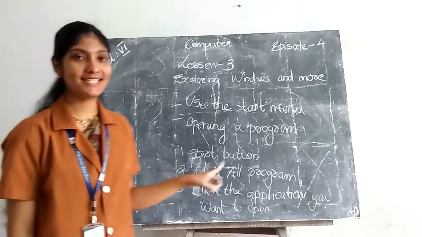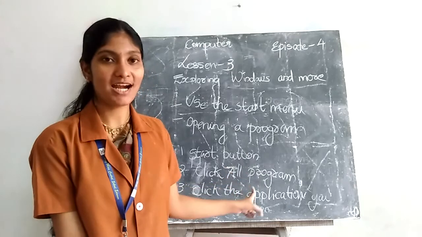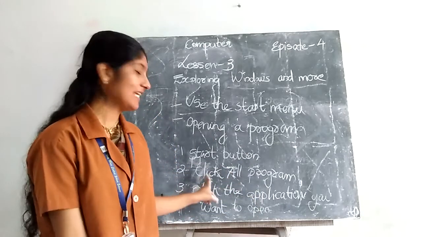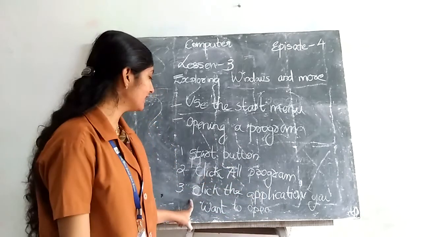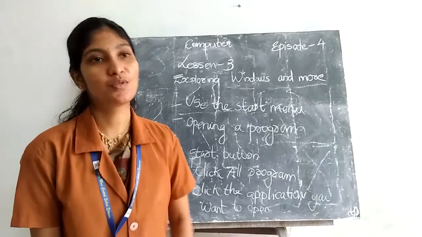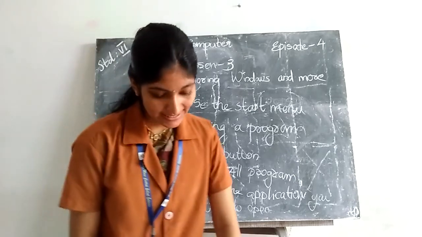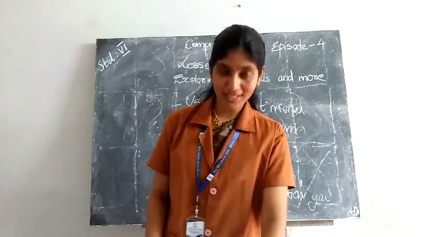So what are the three steps? First, go to the start button. Second, click all programs. And third, click the application you want to open. Then next, look at your textbook.